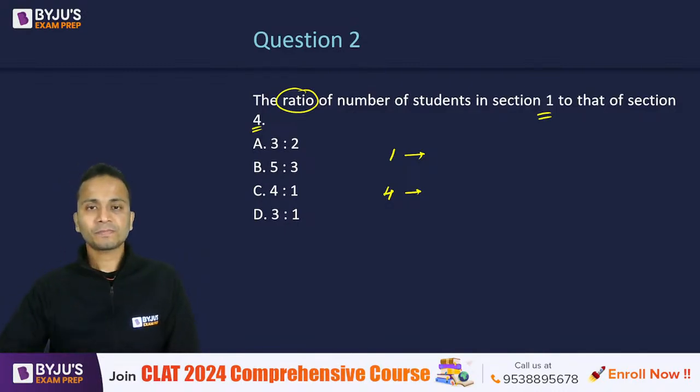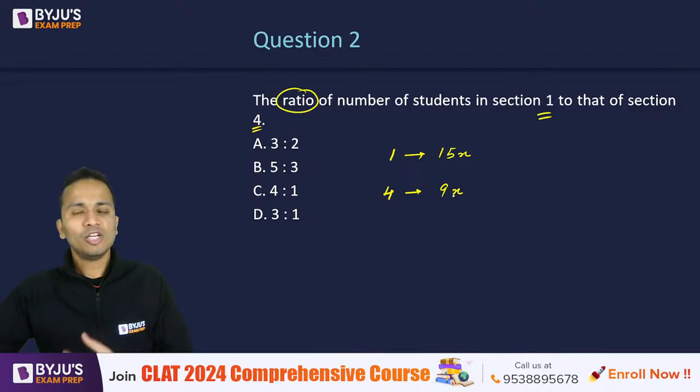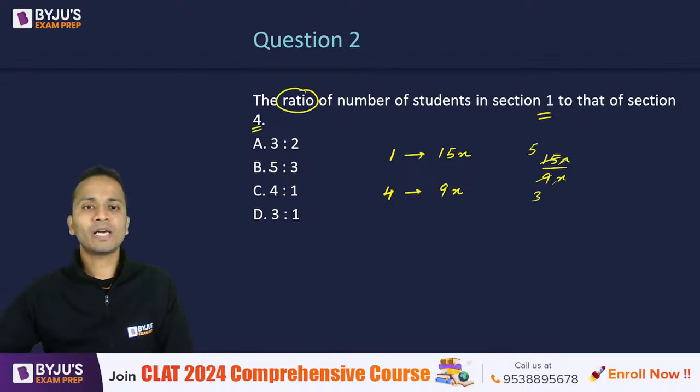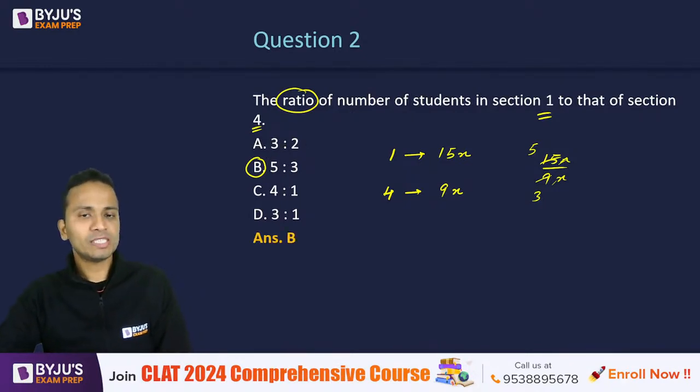answers. So section 1, the number of students was 15x, and section 4, the number of students was 9x. No need to put the value of x because we have to find the ratio. So 15x divided by 9x, x will get cancelled and 3 will also get cancelled from these numbers. So the ratio will come out to be 5:3, and that should be the correct answer. So here once again option B is the correct answer.